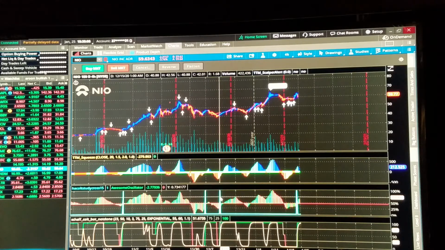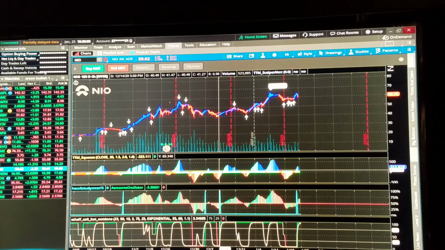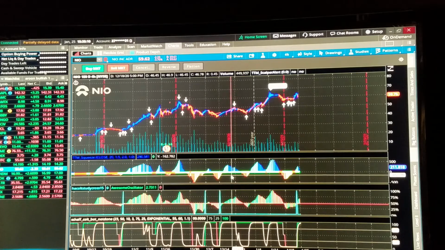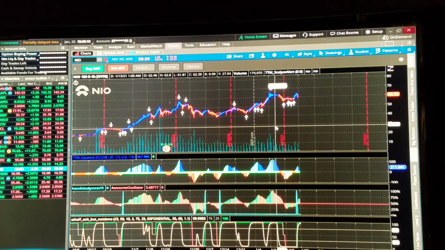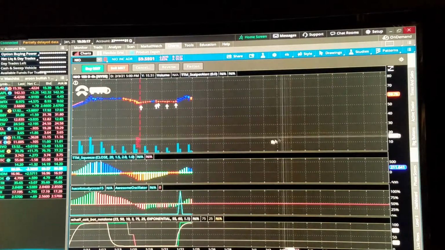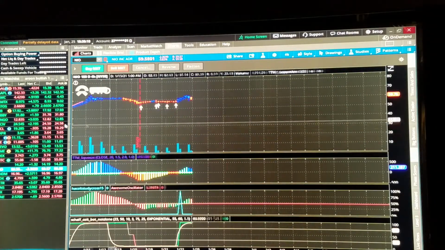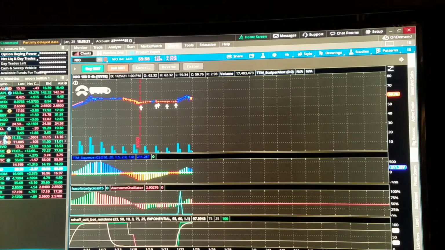Now if I could take this and overlay it with the TTM squeeze, okay, that could be interesting. Of course, we're looking at Neo. Let's look at BBBY.